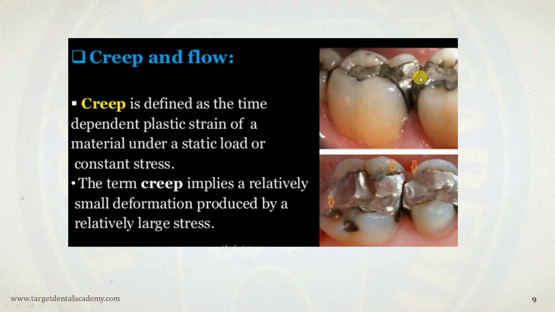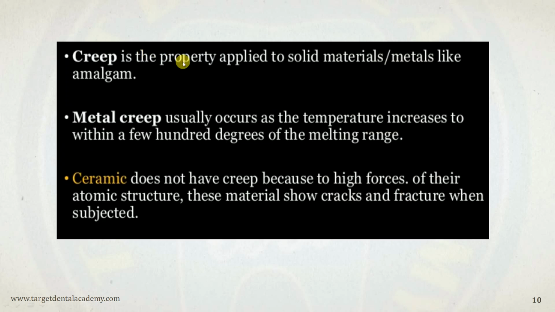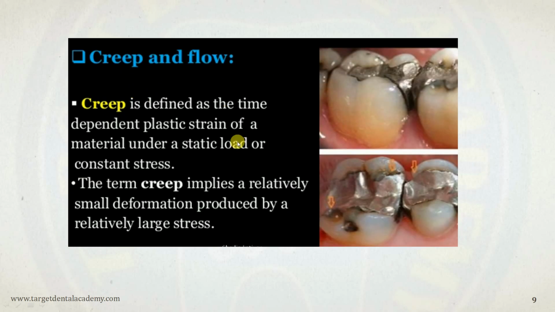Can you see this? This is the normal and this is the distorted. This is your creep and your flow. Can you see this? The thickness of the restorative material changes. It is due to the large or heavy stresses. So creep is a property applied to a solid material or a metal like amalgam. The same way in this.